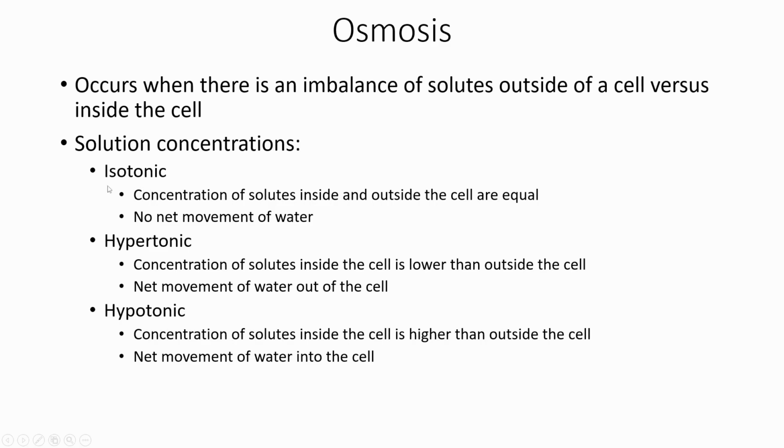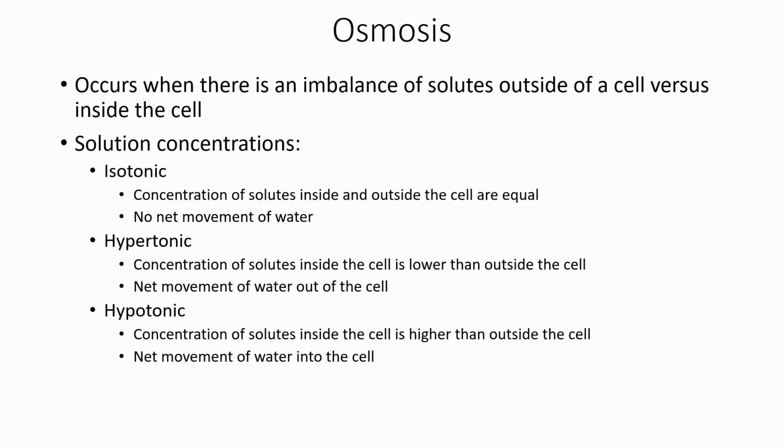In isotonic solutions, the concentration of solutes is equal on both sides of the membrane. So the inside and the outside of the cell, solute concentrations are equal, which means a net zero movement of water. That doesn't mean water's not moving at all, it just means that for every water molecule that leaves the cell, another one is coming in, right? So if someone leaves and someone else comes in, yeah, the individual molecules are different, but the overall concentration of water is the same.